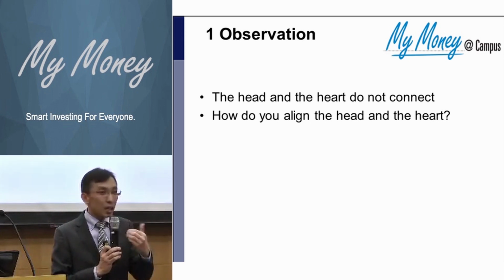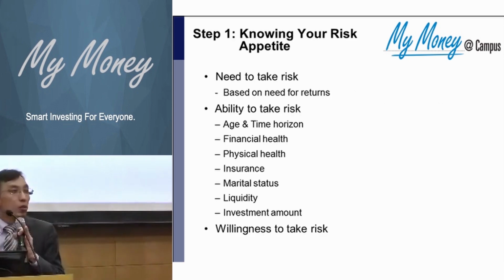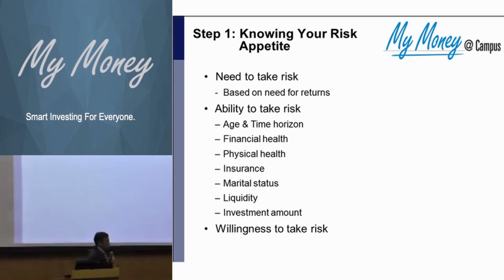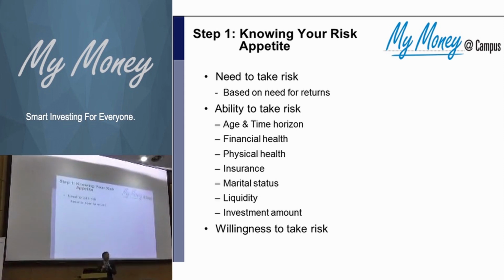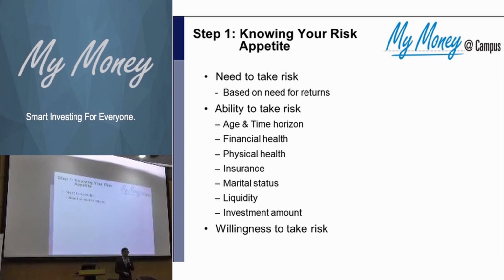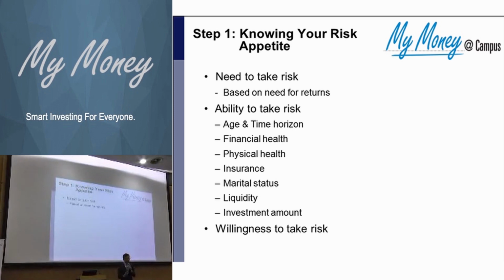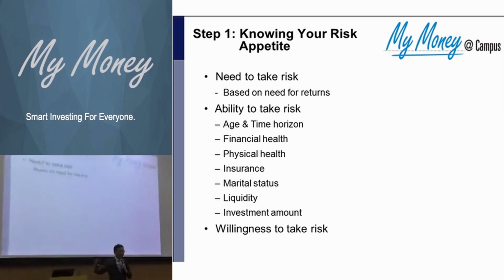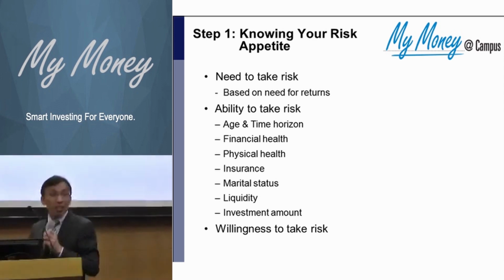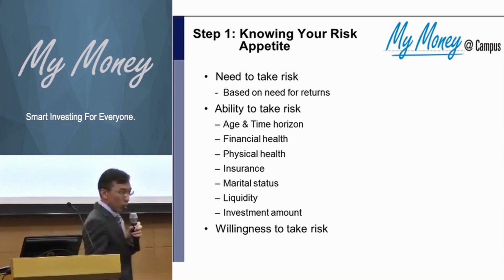So to be able to align that, first thing, please know your need to take risks. Your need to take risks is based on your need for returns. Today, if you only want 2% return per year, you don't have to take risks. Just buy the Singapore savings bond. You no need to take risks. The only risk you take is the Singapore government collapse, right? But will the Singapore government collapse? Never. It's SG50. Okay?